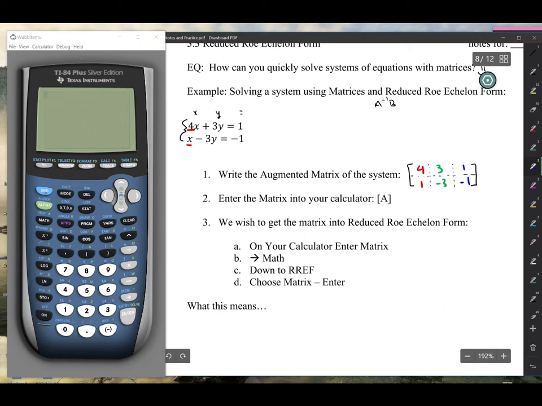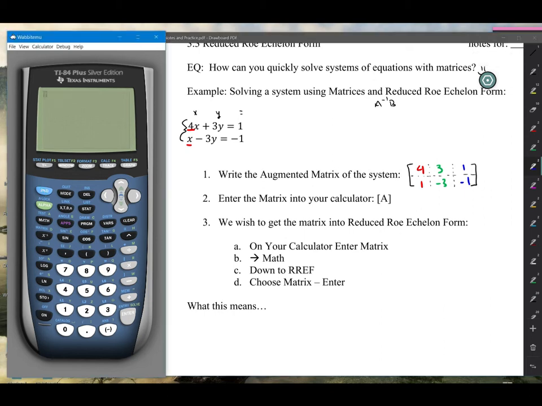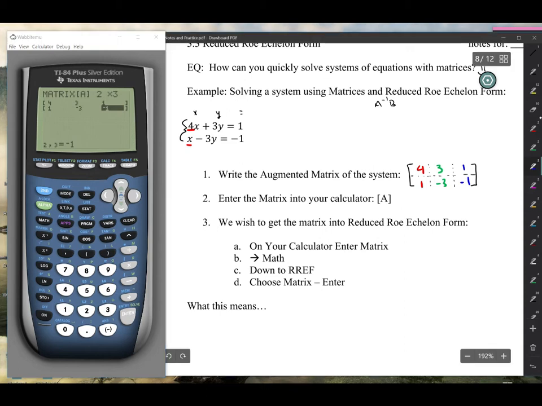So let's get into our calculators, and we're going to type that matrix in. So second, inverse, over to edit. And we can just put this right in matrix A. So we need a 2 by 3. And we're going to put all those numbers in: 4, 3, 1, 1, negative 3, and negative 1. Be careful typing these into your calculator. It's very important that you catch the negatives and put those in there. So I entered that into my matrix.